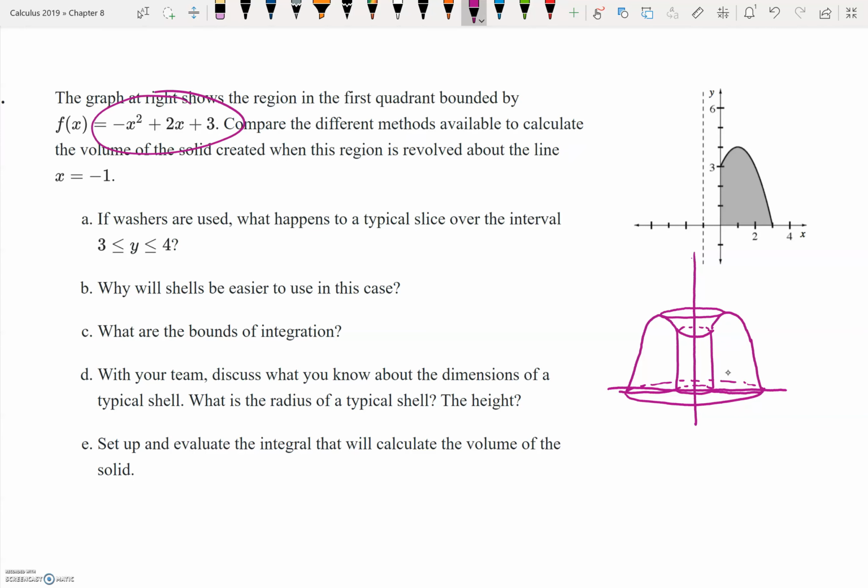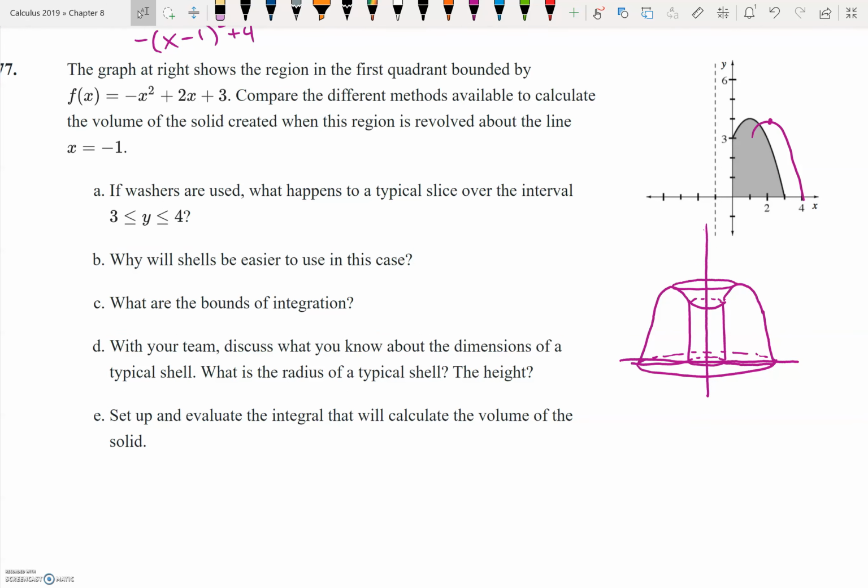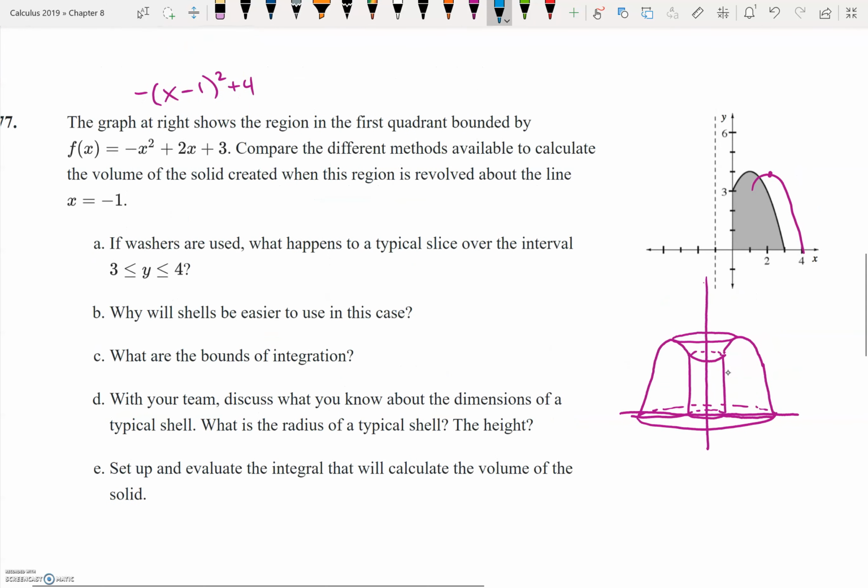Luckily, this is factorable, so our function looks like negative (x minus 1) squared plus 4. That is in vertex form, and if we were to shift it over 1 unit to the right, which is what we're doing, we're taking this parabola and we're going to make it look like that instead. It now has a vertex at 2, 4, which means that our new equation is now going to be negative (x minus 2) squared plus 4. And now we're ready to evaluate our integral.